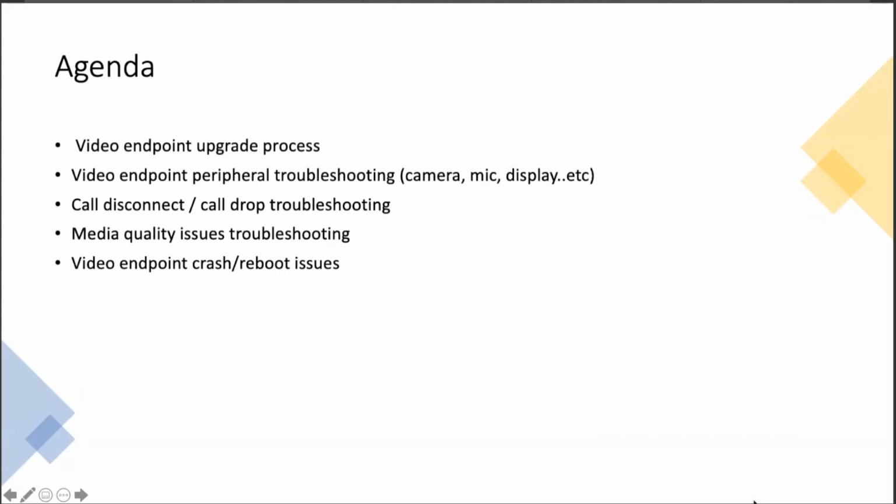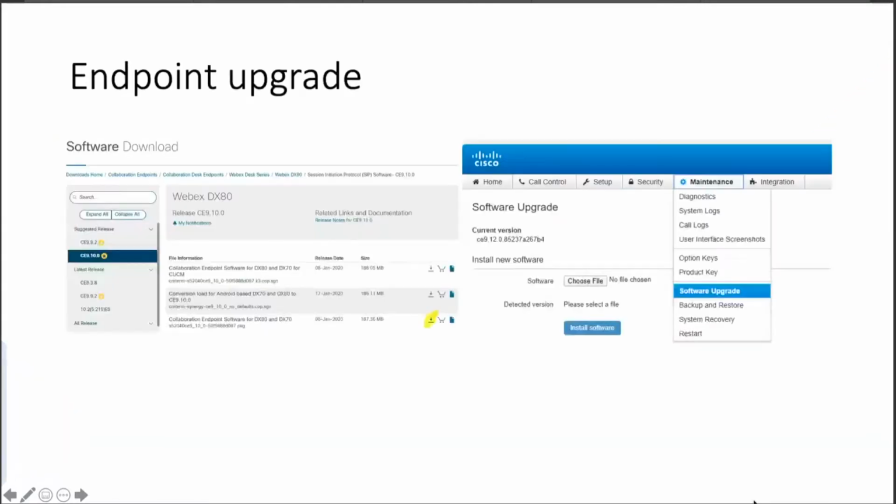All of that, including some media issues. What kind of issues you see when there are some media quality issues? Some issues when your codec reboots itself, it crashes. If you need RCA, what sort of things you can expect in logs. So all of those things we will be discussing in today's session. So yeah, let's get started.